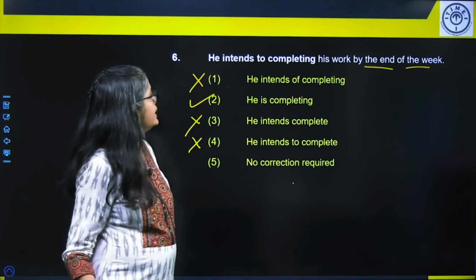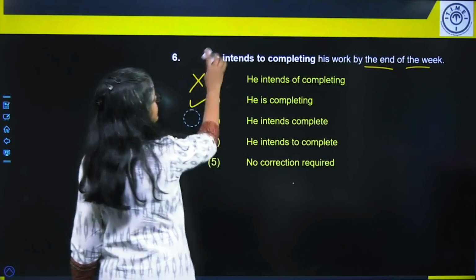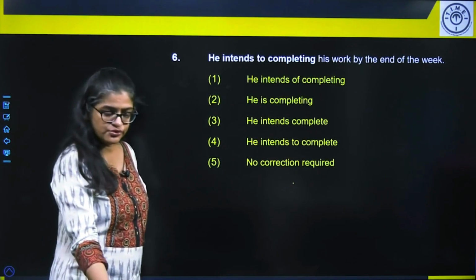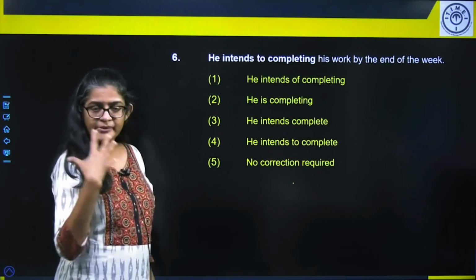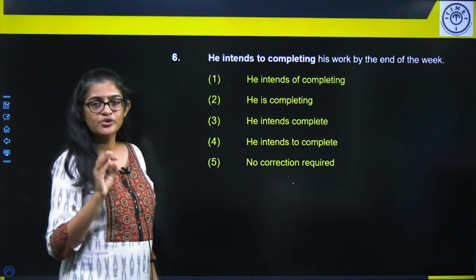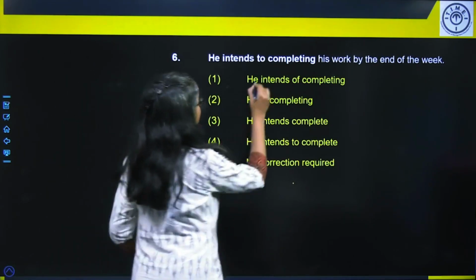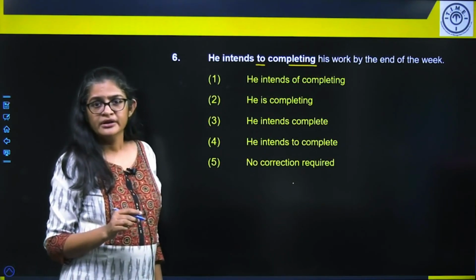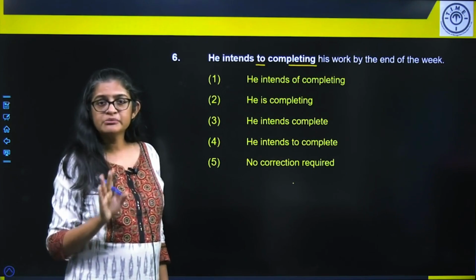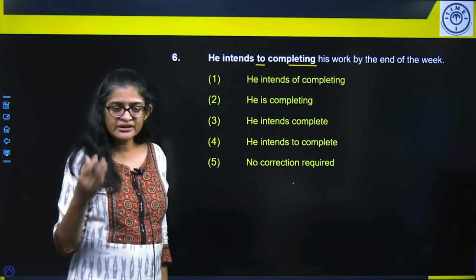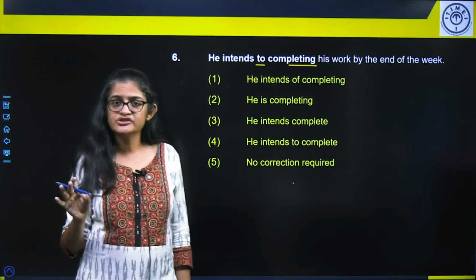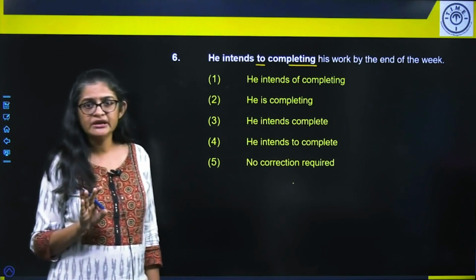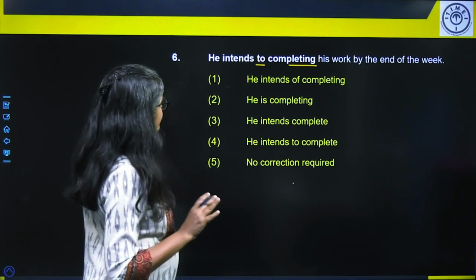Next, he intends to completing his work by the end of the week. Okay, those who know basic grammar or those who are familiar with basic English usage would have figured out the error already. "He intends to" and "ing" together is not used in most contexts. Certain contexts you do use "to" plus "ing" form, like he confessed to doing something, but normally we do not use it. Okay, so what are we trying to say?